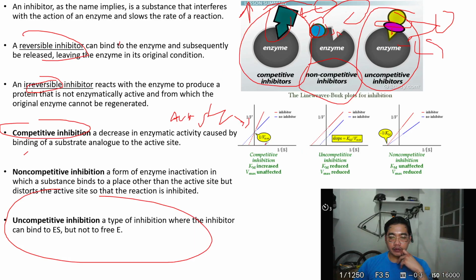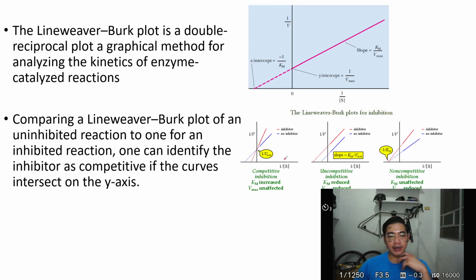So that, this graph of your Lineweaver, go back. You have your competitive inhibition. The Km is increased and Vmax is unaffected, meaning, like I said earlier, you just need to increase your substrate concentration, and what your Km simply means is the concentration of substrate needed to produce one half Vmax. So you just need to increase your substrate.